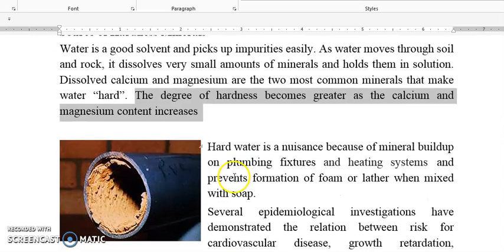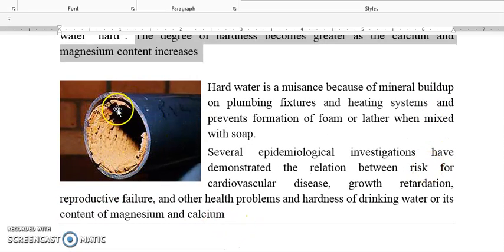So it is very common to find different bore wells having different values of hardness, right? If the area has a lot of calcium and magnesium deposits, you may have very high hardness, more than 500, more than 600, even more than 1000 mg per liter in bore wells. Now hard water is a nuisance mainly because of the mineral buildup on plumbing fixtures and heating systems like boilers. This is one figure which shows the deposits inside a pipe. Similar deposits you may find in boilers also, that is a heating system.